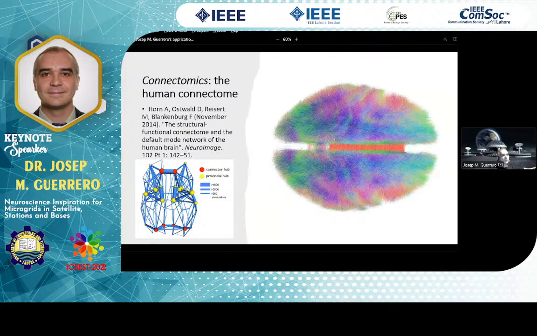These are the two lobes. And you can see here we have connector hubs with a high density of connections. These are the number of synapses, and then we have provincial hubs, the mainstreams, let's say, with the number of synapses and so on.